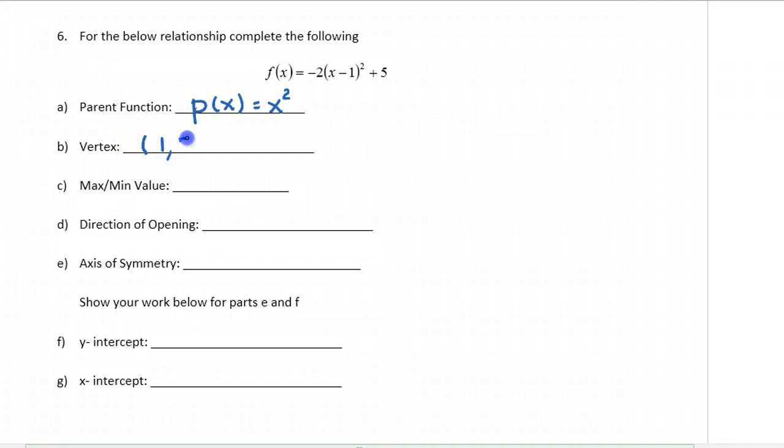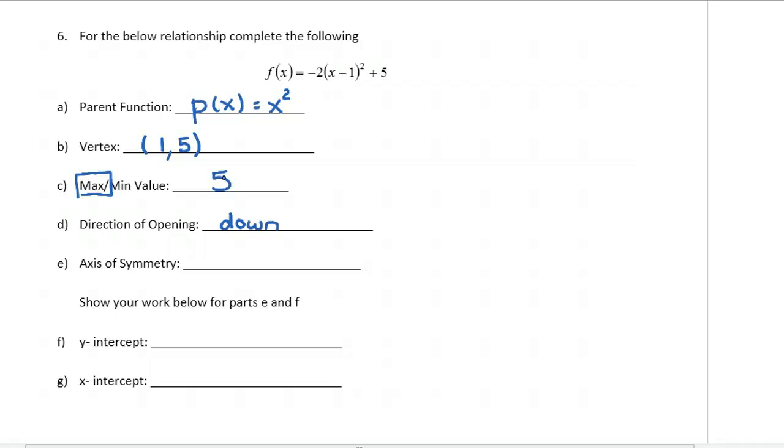The vertex for this can be read directly off of vertex form, and it is going to be at (1, 5). And then we look at our direction of opening. Since there's a negative sign, it opens down. And since this function opens down, it's going to have a maximum value of positive 5.